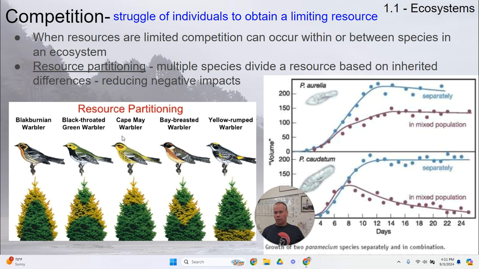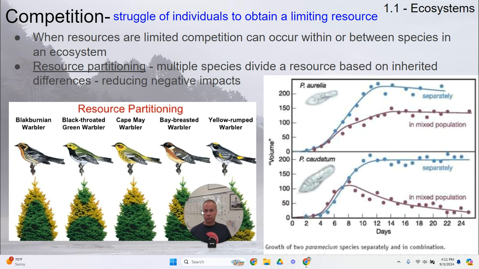If they were isolated and there was only, for example, the Cape May warbler in one geographic area, it would likely feed throughout the tree. It wouldn't limit itself to a certain area. But in times of competition, resource partitioning can happen to reduce the negative impacts of competition.